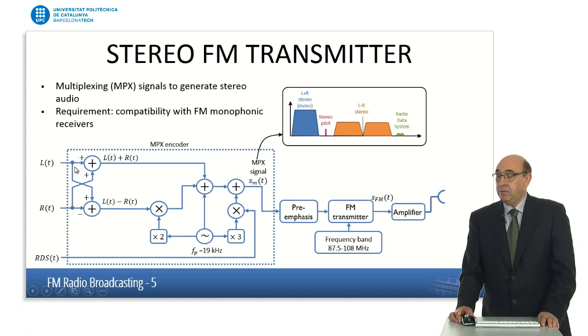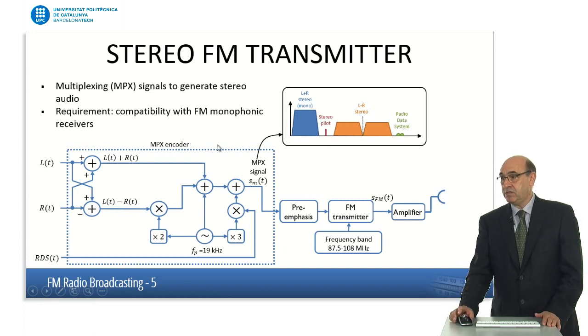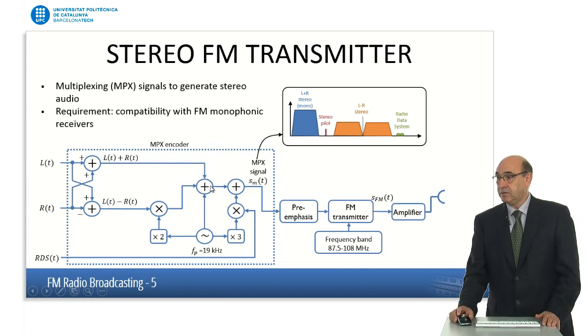And on the input side, on this branch, we add the left and right. And here we subtract them. So we have the two channels, plus and minus. The plus goes directly to this other circuit and is combined with the pilot. So now we have this plus this.